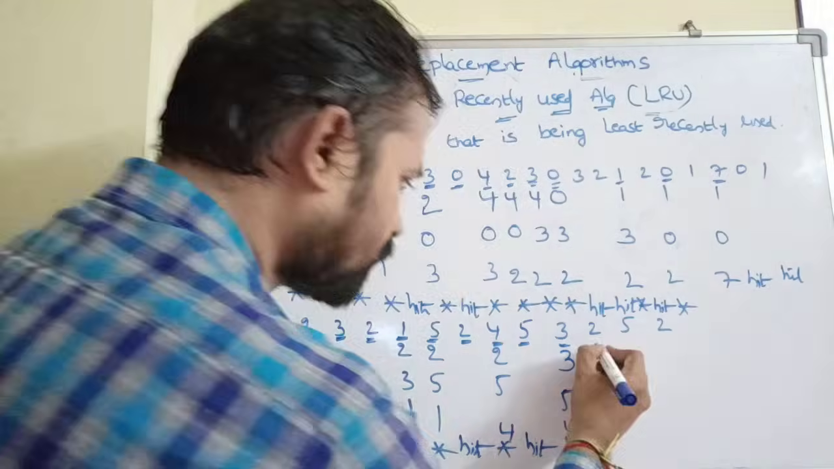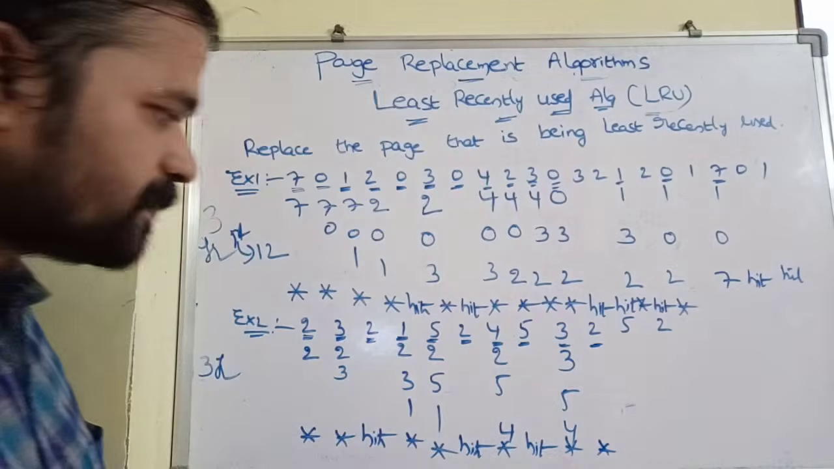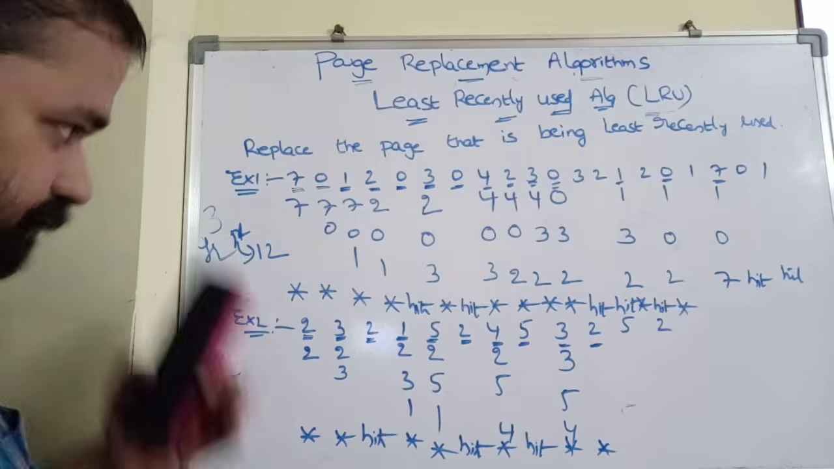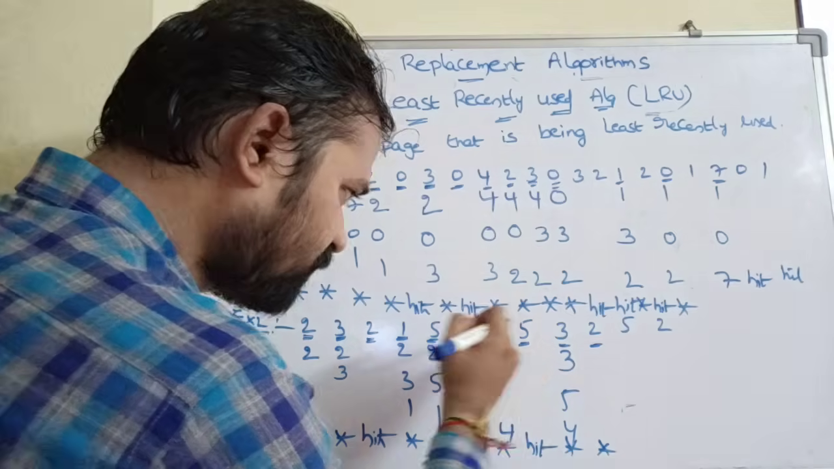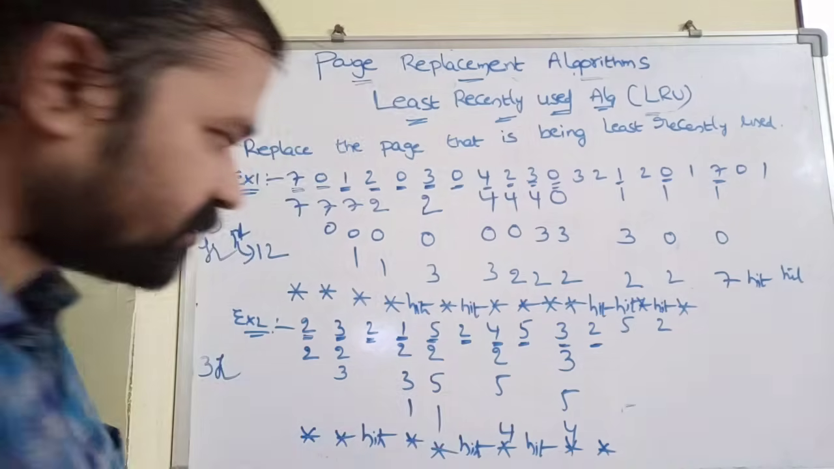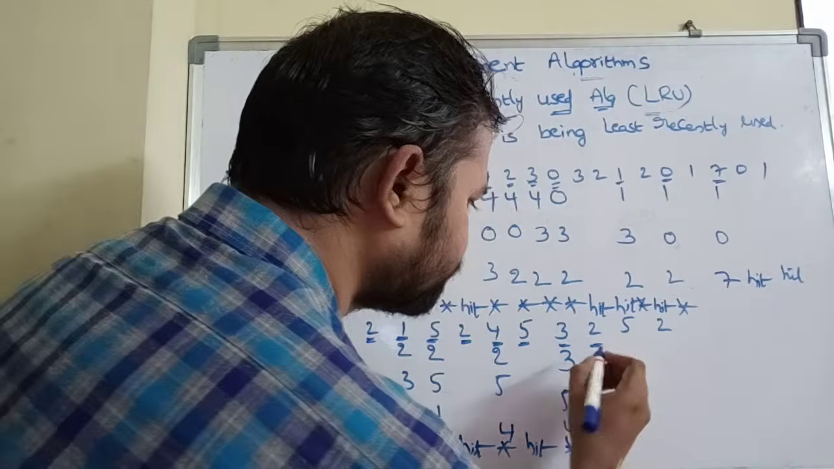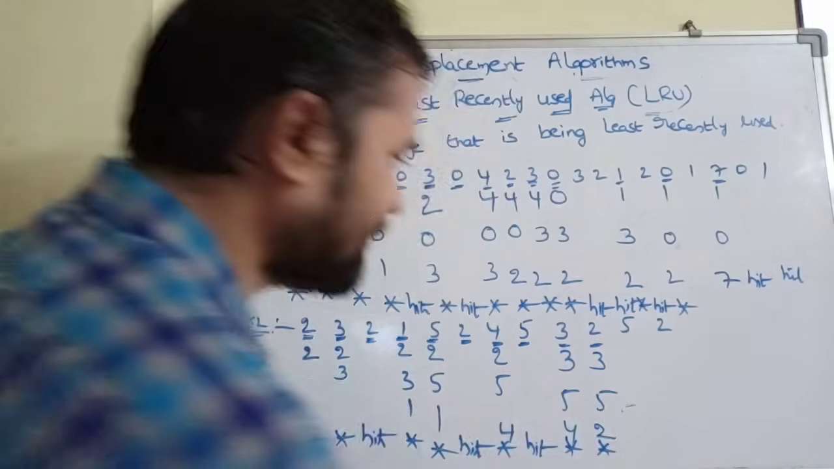2 not present in the main memory. So there is a page fault. So 3, 5, 4. So 4 is the least recently used page. So 4 should be replaced here. Next pages 3, 5 as it is.